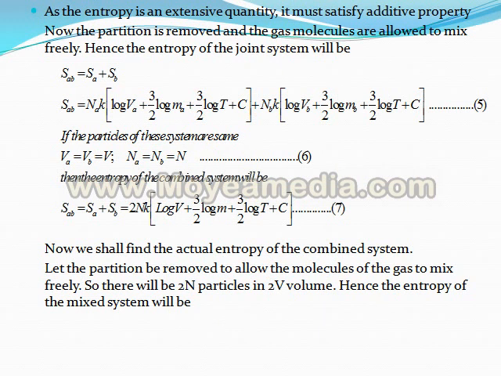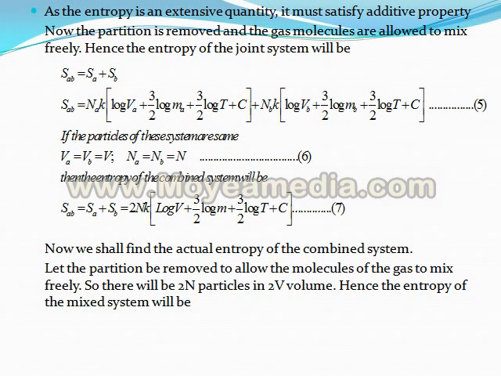As the entropy is an extensive quantity, it must satisfy additive property. Now the partition is removed and the gas molecules are allowed to mix freely. Hence the entropy of the joint system will be written as SAB equals SA plus SB. Now putting the values of SA and SB, the equation becomes SAB equals NAk bracket start log VA plus 3 by 2 log MA plus 3 by 2 log T plus C bracket closed plus NBk bracket start log VB plus 3 by 2 log MB plus 3 by 2 log T plus C bracket closed. This will represent equation 5.